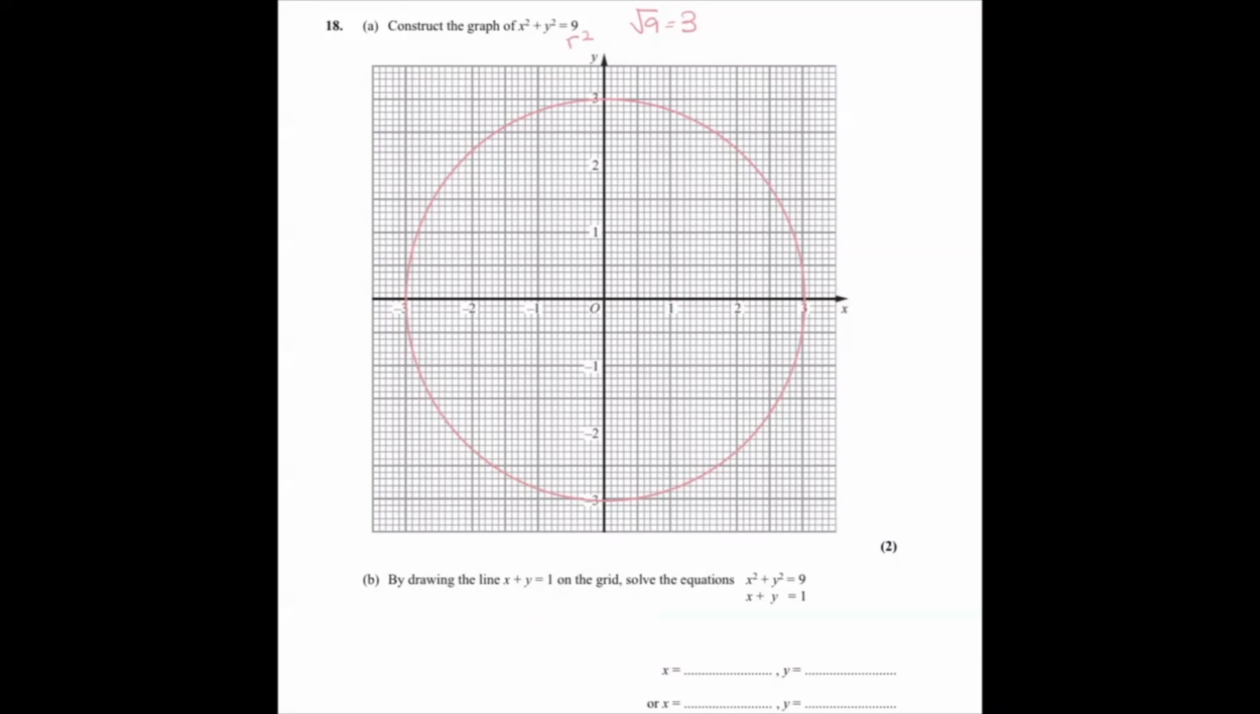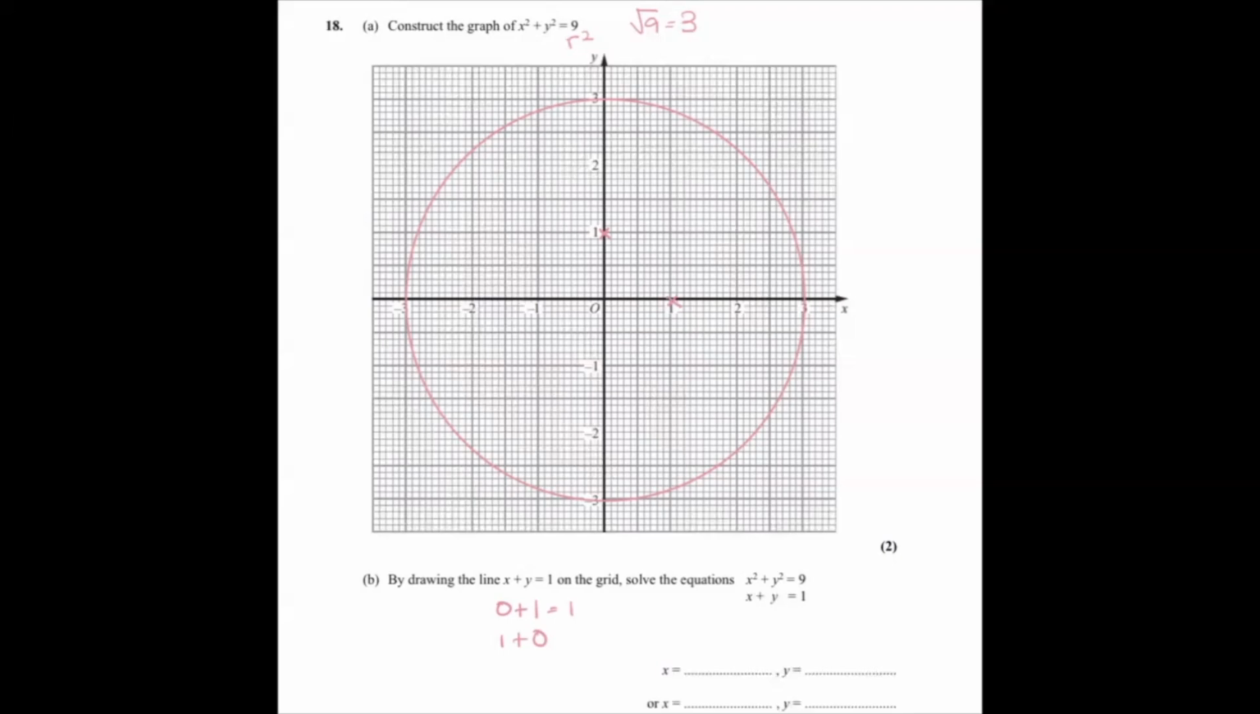Okay, so by drawing the line x plus y equals 1, we need to solve these equations. And it's really important that we're using the graph and not trying to do it using the algebra this creates, because that's not what they're asking. So we've got x plus y equals 1. So when x is 0, y would have to be 1 to equal 1. So that gives us the coordinate 0, 1. And then obviously the opposite would happen as well.